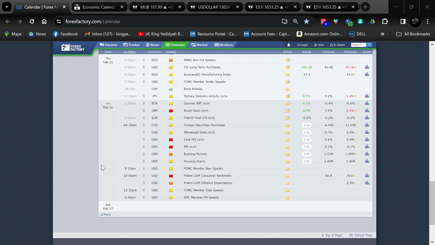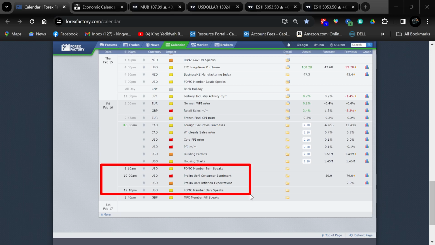Then at 9:10 a.m. we have FOMC member Bar speaks, and at 10 we have prelim UoM consumer sentiment, right? So that's also prelim UoM inflation expectations. So we have a little bit of news coming in today. We also have an FOMC member Daly speaks at 12:10 p.m.